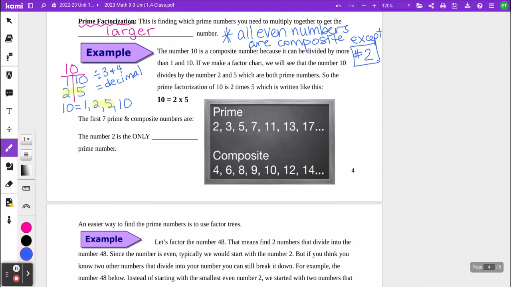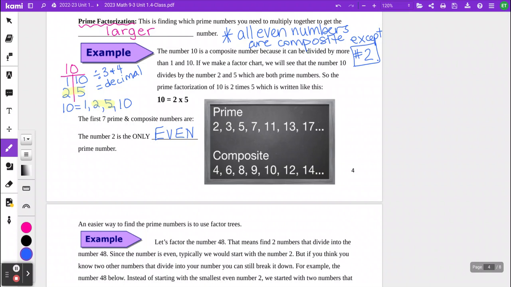All right, so we've got the first 7 prime numbers listed. The number 2 is the only even. He is the only even prime number. The only even one. Every other prime number you're going to see is an odd number. So that means it ends in a 1 or a 3 or a 5 or a 7 or a 9. Okay, that's what the numbers would end in if they are going to be odd.